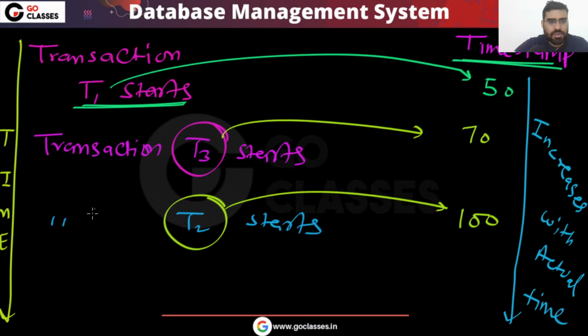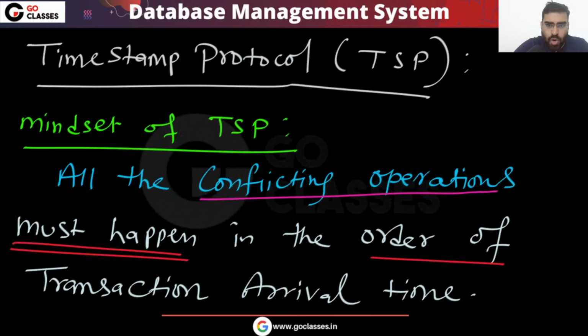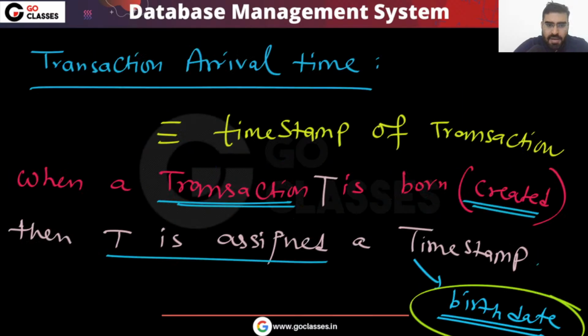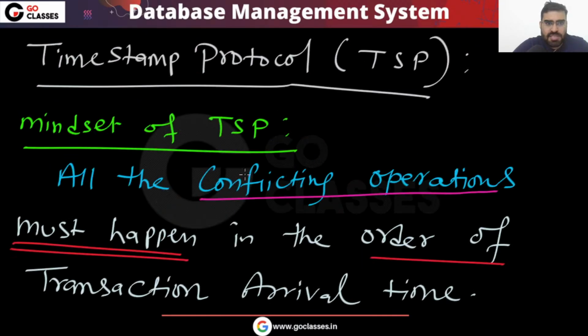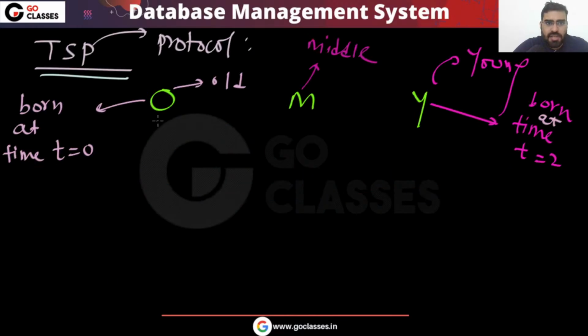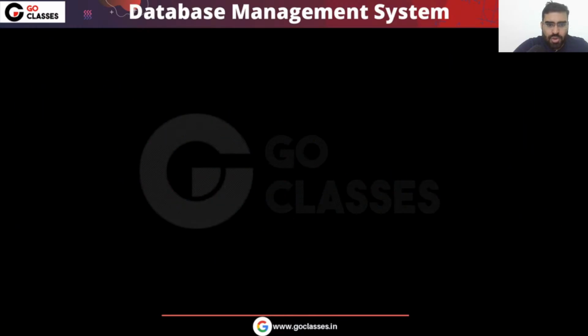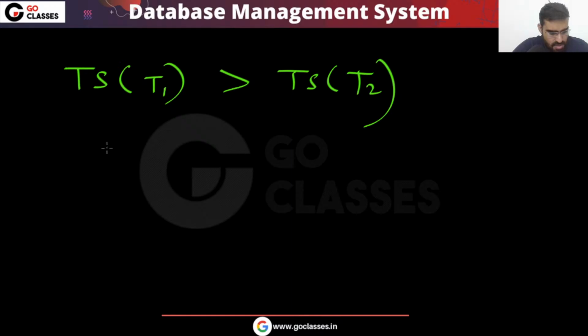Is this clear? Every transaction, when it is born, when it arrives, when it is submitted to the system, is assigned a timestamp. Timestamp is like a birth date. And what this timestamp protocol says is that all the conflicting operations must happen in this order. One more thing I want to tell you: if the timestamp of transaction T1 is more than the timestamp of transaction T2, then who is older? Tell me, who is older?